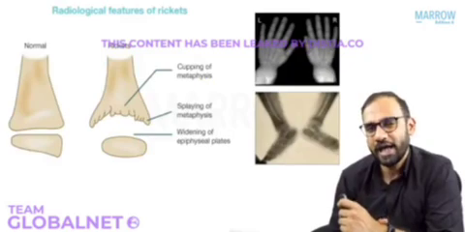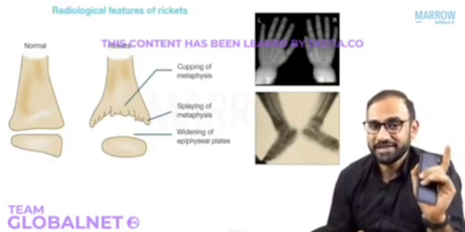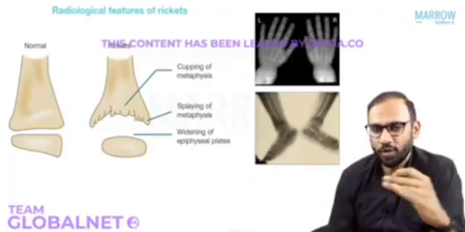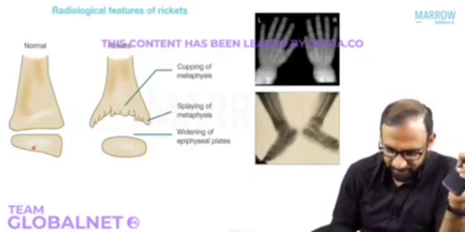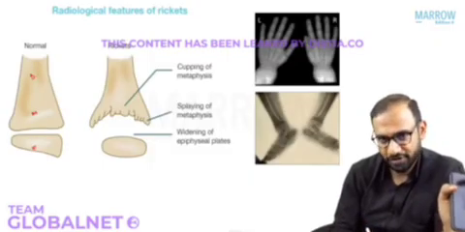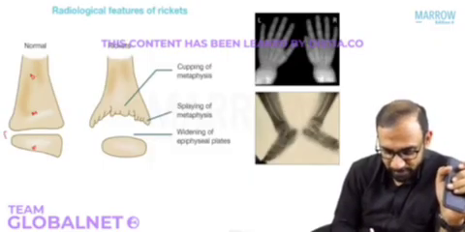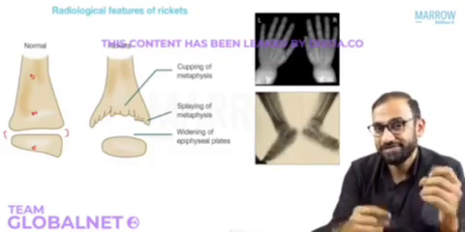Now, why is this swelling happening in patients of rickets? For that, again, we'll have to go to our basics of growth plate. Now, what are the layers of the growth plate that we read? Okay, so this is your epiphysis, this is metaphysis, this is diaphysis, right? So far, so good. You've understood this. So what is this? This is the growth plate, the physeal plate.